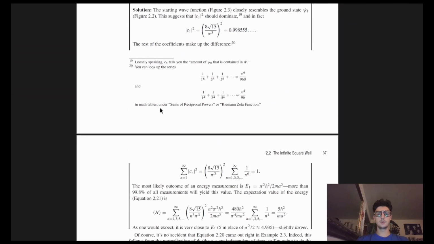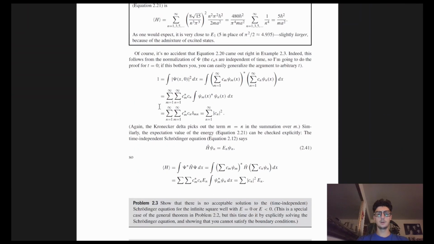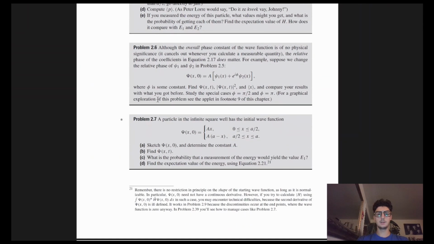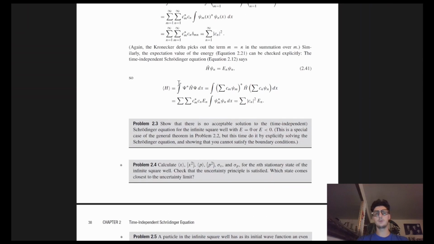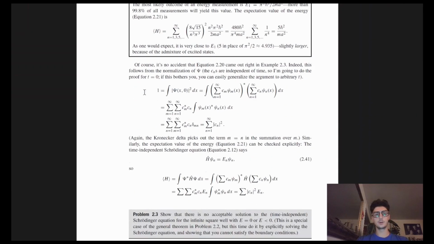Here's an example. We're going to skip the example very quick and read here because that is the end of the chapter with some of these problems. So let's just finish reading and then maybe we could take a look at one of the examples real quick. Of course, it's no accident that equation 2.20 came out right in example 2.3. Indeed, this follows the normalization of psi. The Cn's are independent of time, so I'm going to do the proof for t equals 0. If this bothers you, you can easily generalize the argument for arbitrary t.